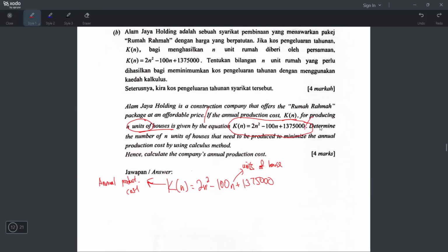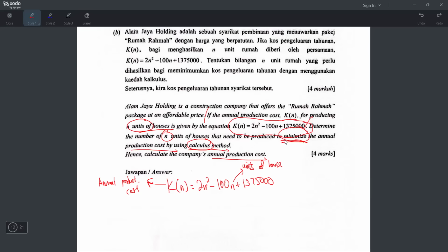Okay, let's see what it says. Determine the number of n. So they want to find the n that needs to be produced to minimize the annual production cost by using the calculus method. Calculus means differentiation. And then hence calculate the company's annual production cost. The keyword here is minimize. Whenever you see the word minimize or minimum, maximum, stationary point, turning point, you will always do dy/dx equals 0.